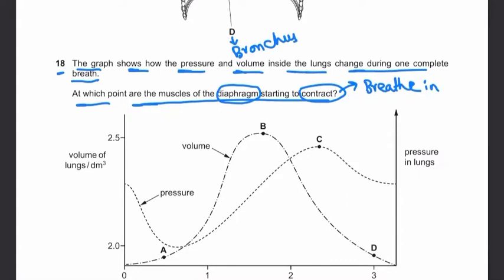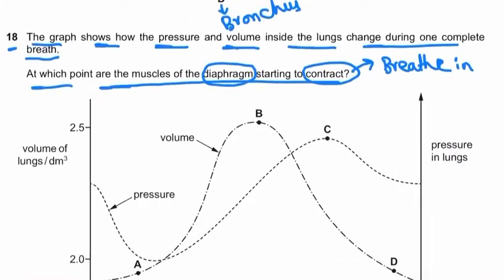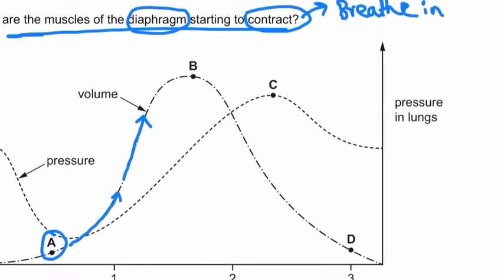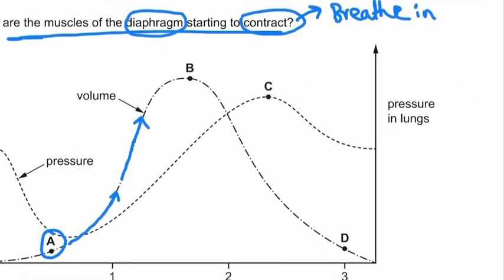So at which point, what do you think? At which point will the diaphragm start contracting? The diaphragm will start to contract at A, because guys, after A, what is happening? The lung volume is increasing, right? At options B, C and D, what do we observe? At option B, the lung volume is decreasing. So this is when the diaphragm is relaxing, the person is breathing out.